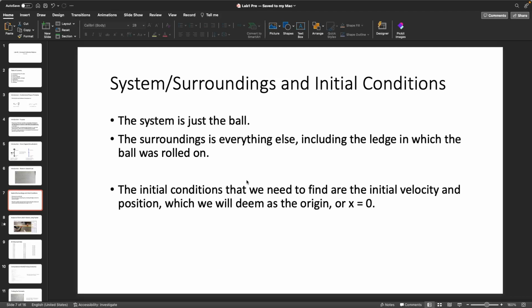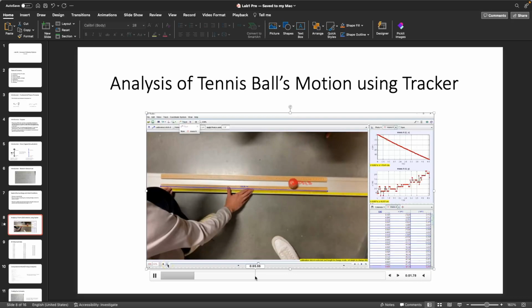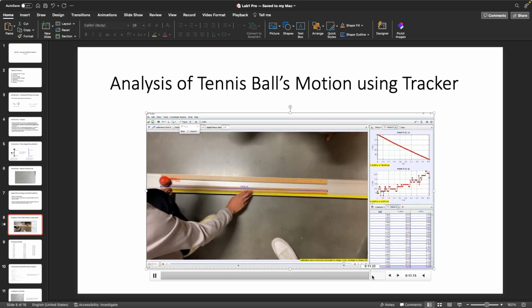So the system is just the ball and the surroundings are everything else, including the ledge on which the ball is rolled. The initial conditions that we need to find are the initial velocity and position. We know that the initial position is just x equals 0. Now this is analysis of the tennis ball's motion during Tracker. Obviously it's moving to the left, so there will be a negative slope as shown.